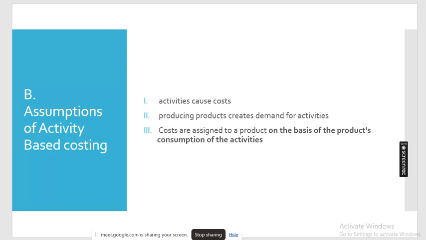The final assumption is costs are going to be assigned to a product based on the product's consumption of activities. What we mean is that a product which consumes more resources is the one that we're going to allocate more overheads or more costs to. So you can have these as questions to say which of the following assumptions. These are examined as multiple choice.